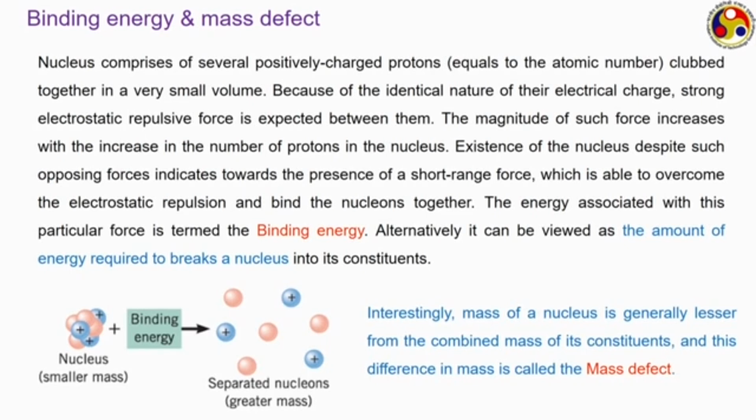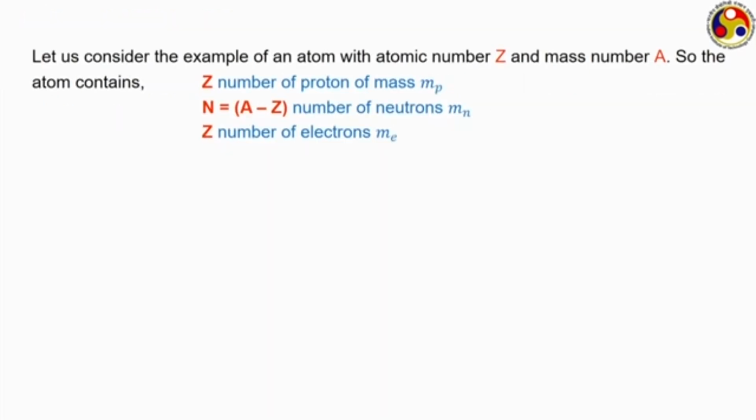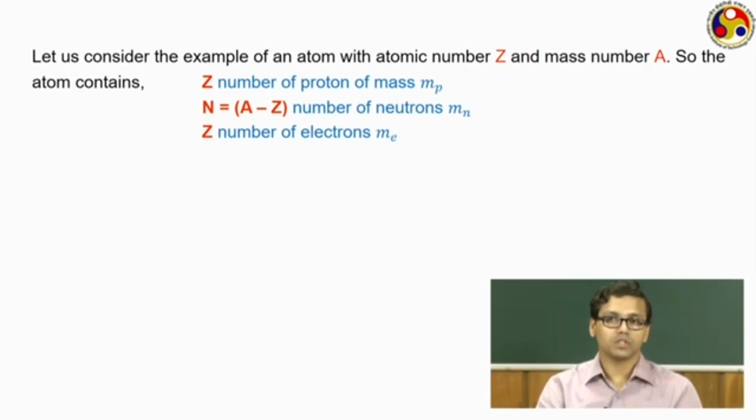It is really fascinating to think that the nucleons which form a nucleus have a combined mass greater than the nucleus itself. This mass defect is actually the source of nuclear energy. Let us consider an example. Say we have an atom with an atomic number of Z and a mass number of A. Therefore, the atomic number represents the number of protons.